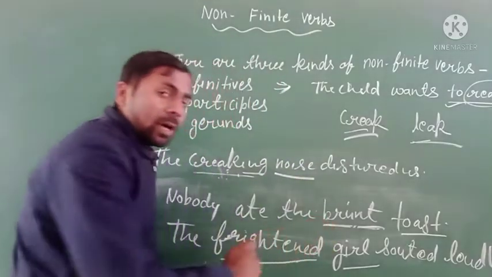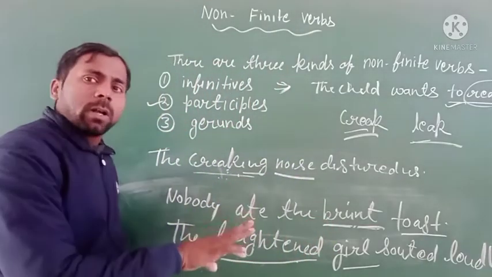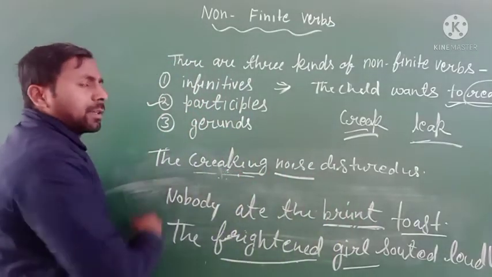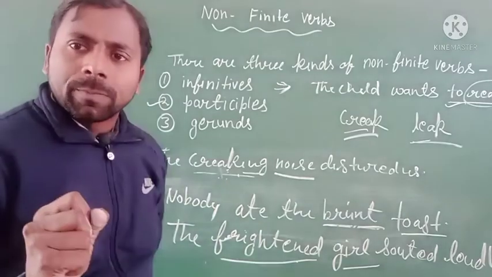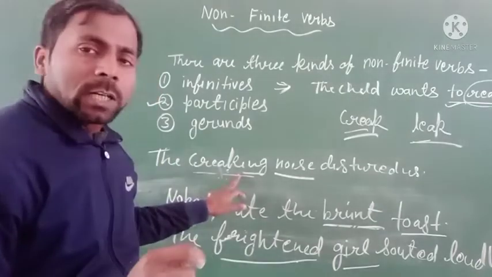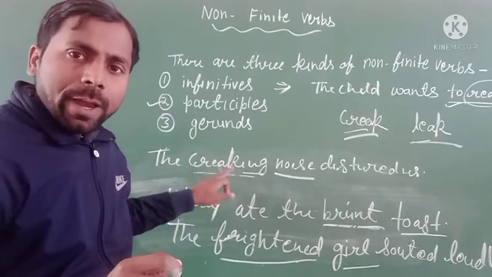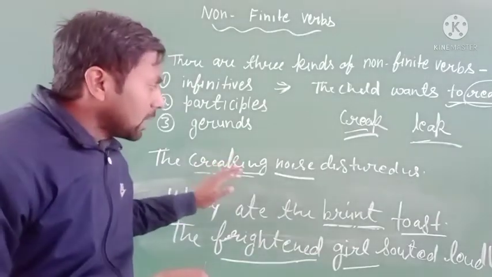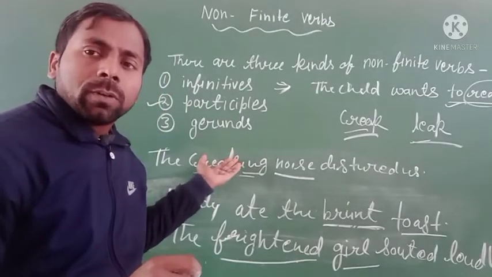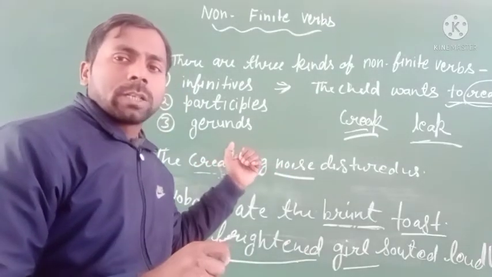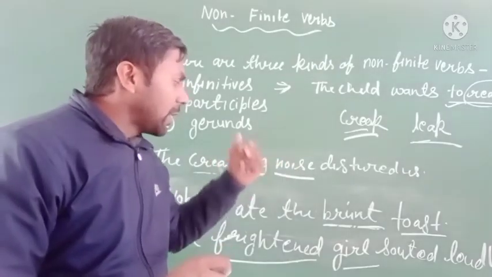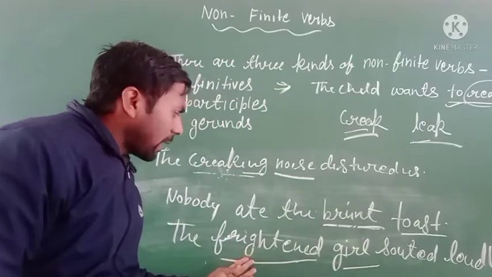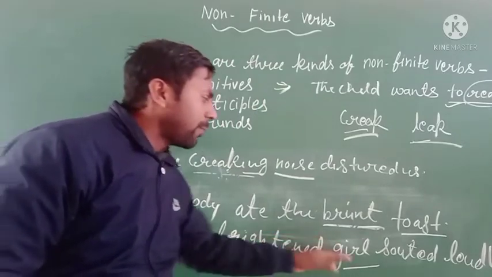Burnt is a verb, and it acts as an adjective. Here is the creaking. Creak is a verb, and when we use the present participle, it will be creaking. The word creaking acts in this sentence as an adjective. Which noun does it describe? The noise. It will be the adjective of noise, and burnt will be the adjective of toast. And here the word frightened will be the adjective of girl.